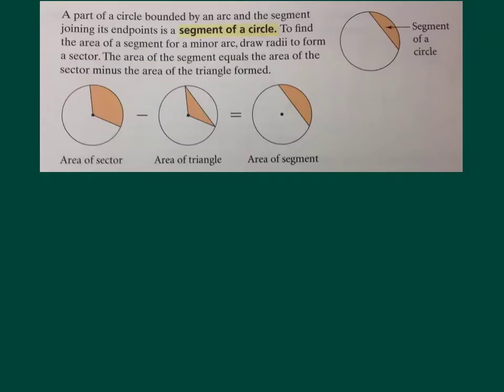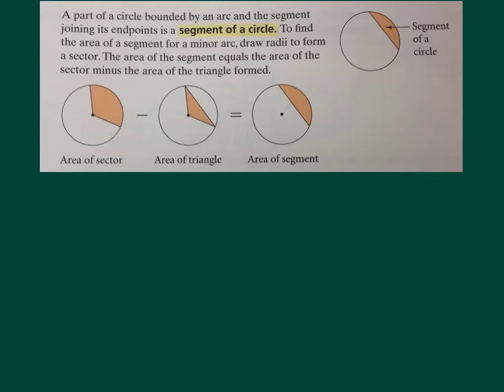Okay, in the last part of this lesson, we need to learn how to find the area of a segment of a circle. In the previous part, we learned how to find the area of a sector of a circle. Now we're going to learn how to find the area of a segment of the circle. First, you better understand what a segment is. It's part of a circle bounded by an arc and the segment joining its endpoints. That's the segment, and you can see a picture of what a segment is.